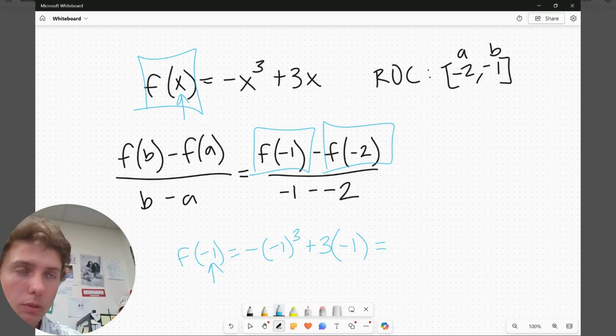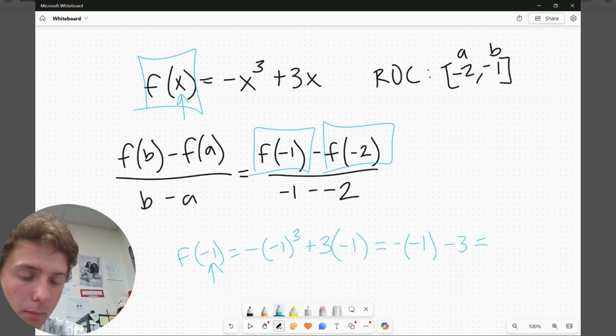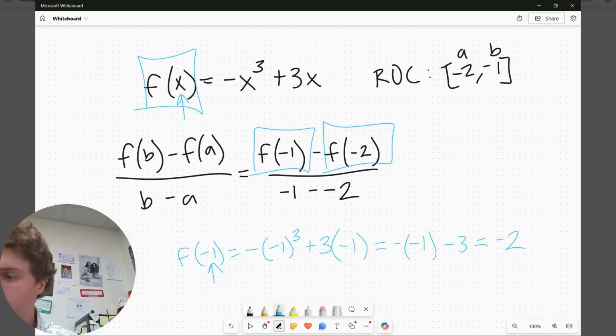Negative 1 cubed: negative 1 times negative 1 times negative 1 is negative 1. But there's still a negative in front of it. 3 times negative 1 is negative 3. You can combine that. That'd be a positive 1 minus 3, which is negative 2.